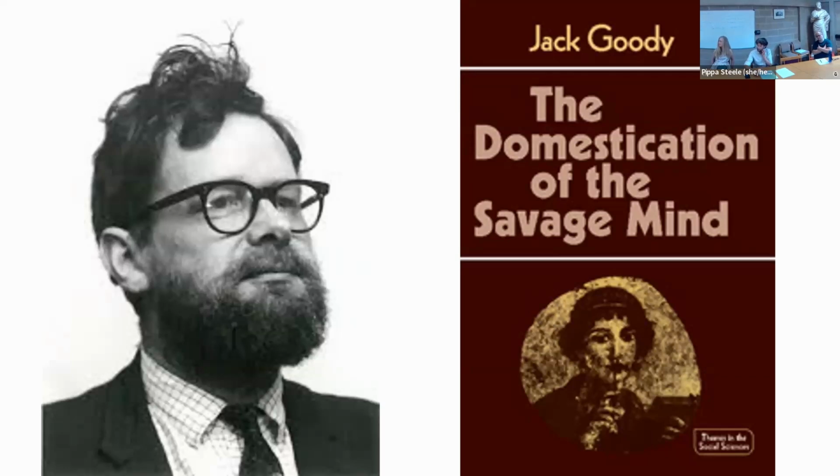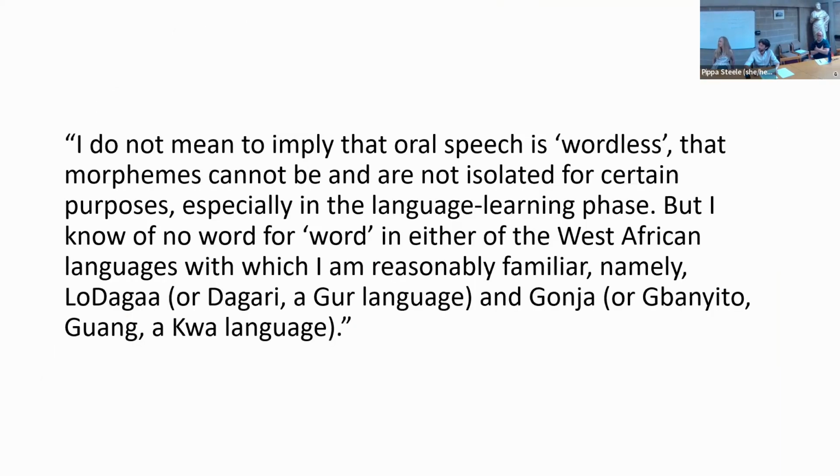So anthropologist Sir Jack Goody said again more carefully, "I don't mean to imply that oral speech is wordless, that morphemes cannot be and are not isolated for certain purposes, especially in the language learning phase." Right? In other words, even in an illiterate society, a teacher or a parent, more often, can tell their child that this is the word, you can say this word instead of that word, and so on. You can isolate things that we would call words. But, Goody goes on to say, I know of no word for word in either of the West African languages with which I'm reasonably familiar. So speakers know that words exist, but it may not be intuitively obvious they must be separated.